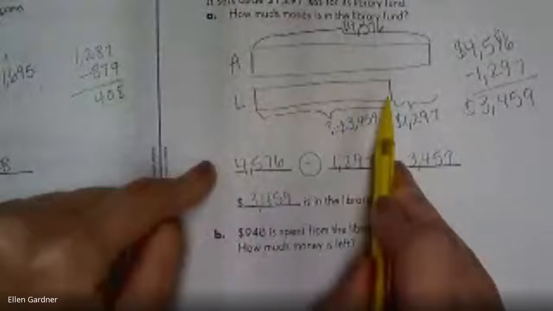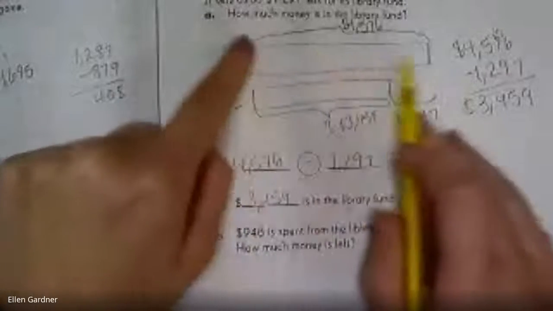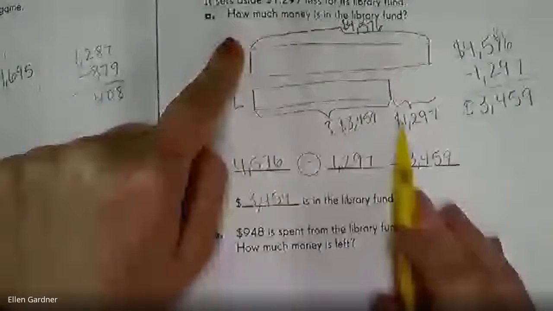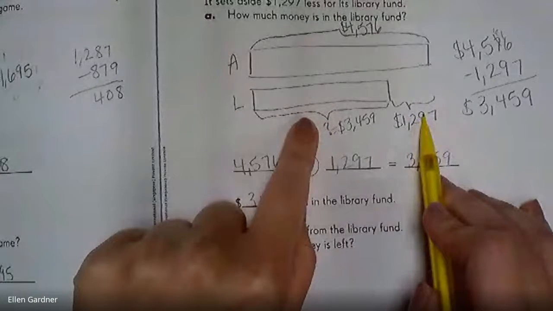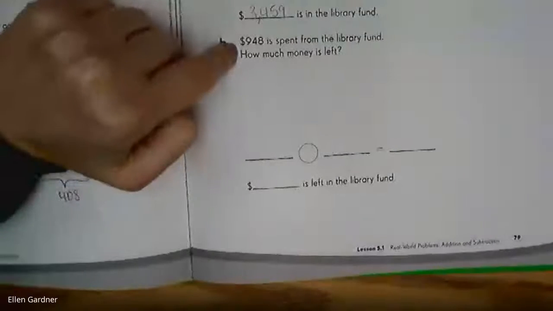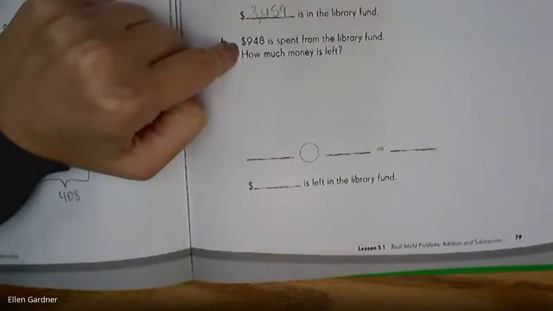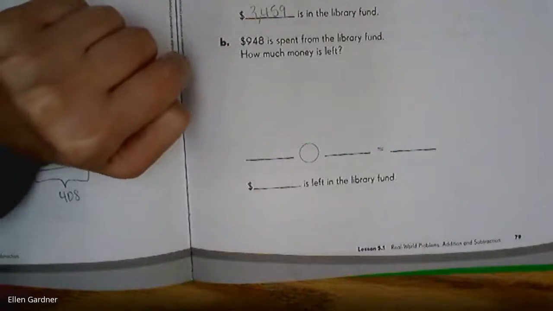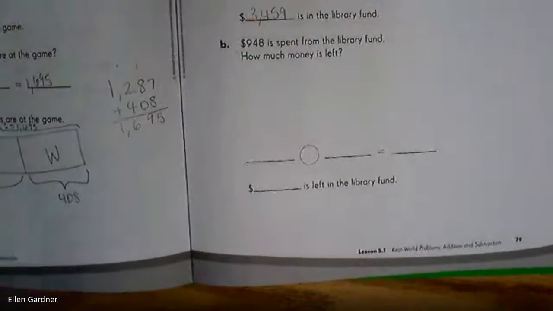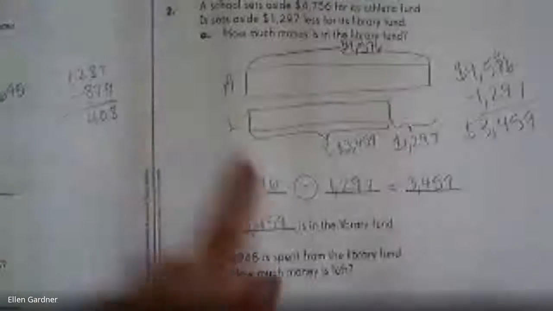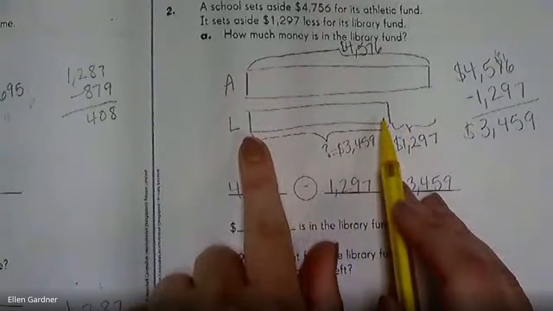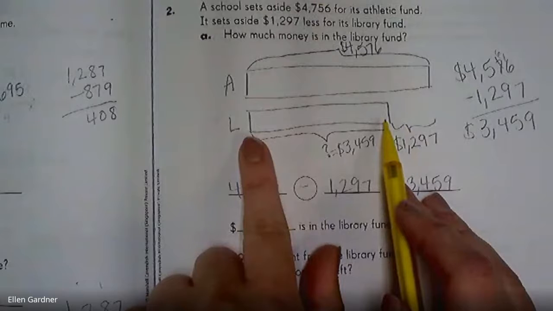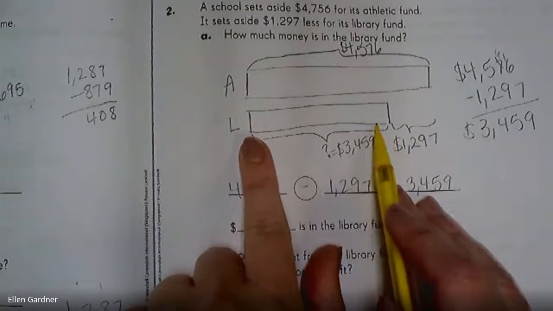That's the smaller box. Whenever we have this comparison model with a larger box and a difference, we subtract to find the smaller box. If we know these two, we add them to get this larger box. Second question, $948 is spent from the library fund. How much money is left? Picture that, make a mental picture. We're talking about just the library fund. Now, out of all of this money, $948 was spent. So some is spent, and there's going to be some still left.